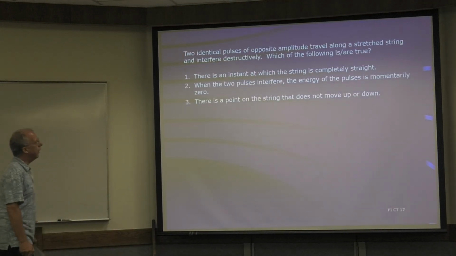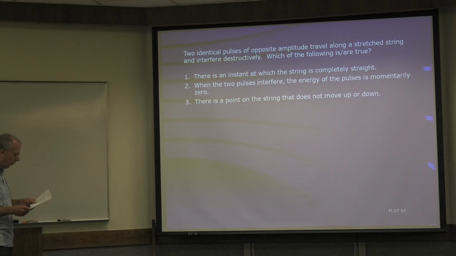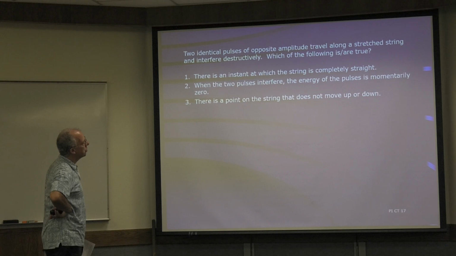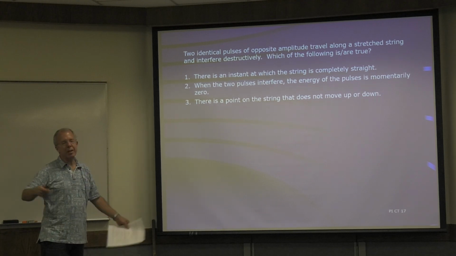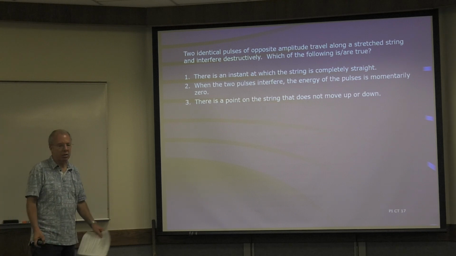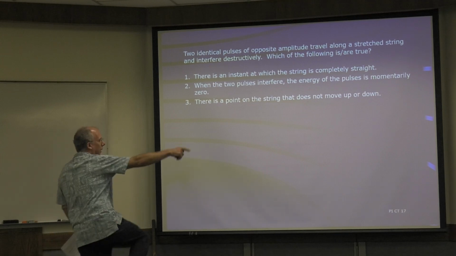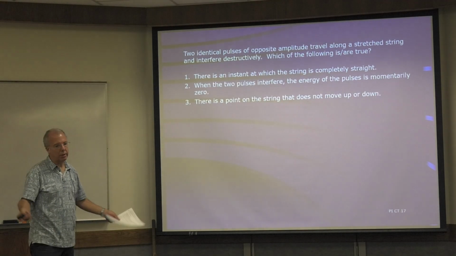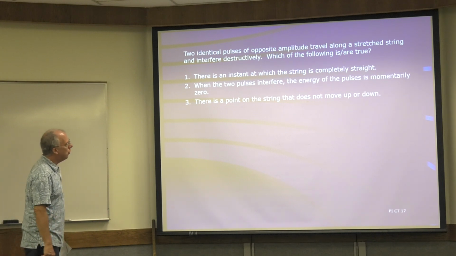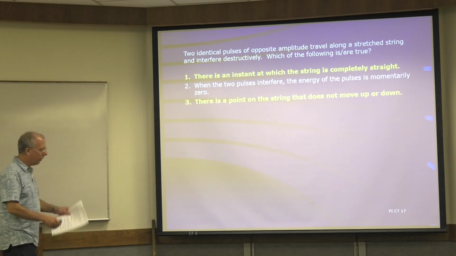All right, so number one is certainly true. There is an instant at which the string is completely straight. Totally true. Two, when the two pulses interfere, the energy of the pulses is momentarily zero. And that's insane. We learned some time ago that energy is conserved. It can't just go to zero, right? And also, I mean, remember, the waves are just passing through each other. So how could that be true if the energy went to zero? So 2 is wrong. 3, there's a point on the string that does not move up or down. Well, that's the same thing as 1. So there you go. So 1 and 3 are correct.